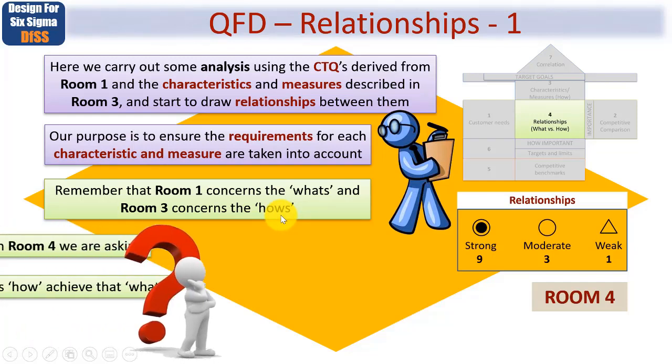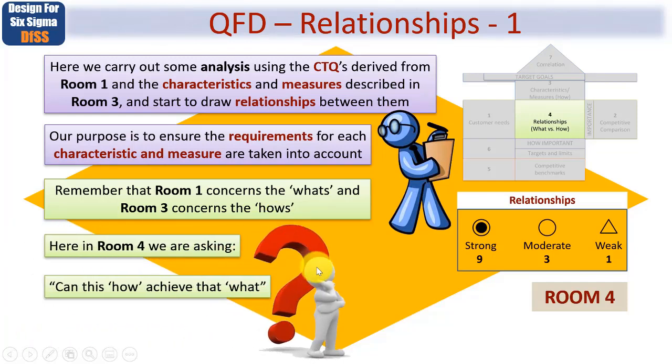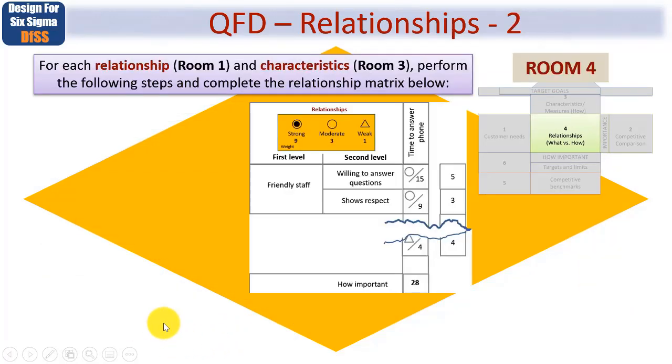So here in Room 4, we're asking the question, can this how achieve that what? And how do we go about doing that? Well, for each relationship that you identified in Room 1 and the characteristics which you defined in Room 3, you've got to perform the following steps and complete what is known as the relationship matrix here in Room 4. Here's just a snapshot from it. Obviously you'd have a lot more of this in the real world.